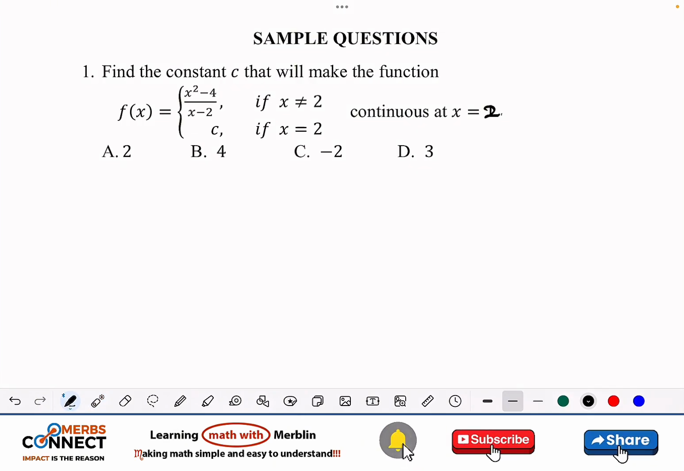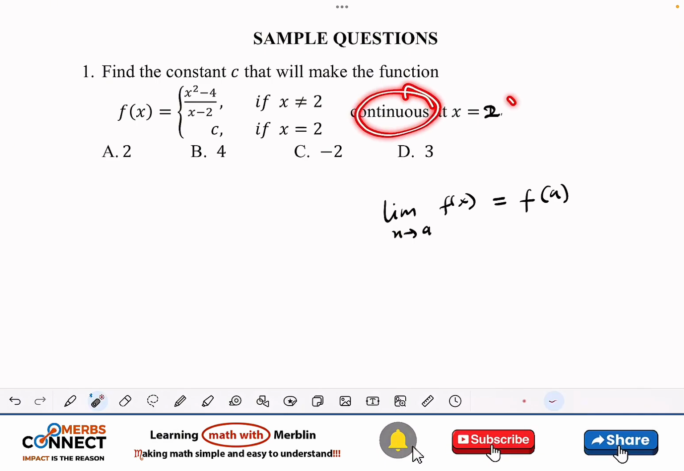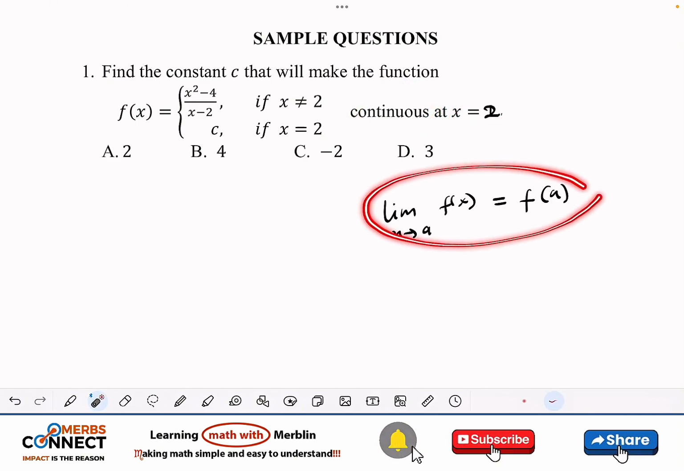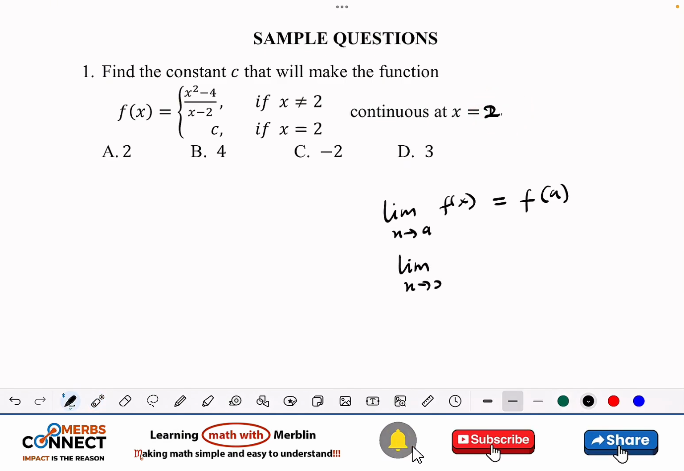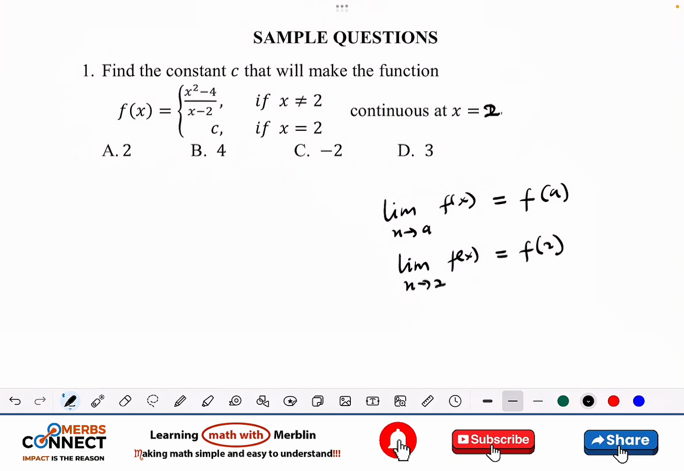What's the third property of limit? We want to use the limit as x approaches a of f of x, and this should be the same as f of a. Because the function is continuous at 2, our a is 2. So we want the limit as x approaches 2 of f of x to be the same as f of 2.